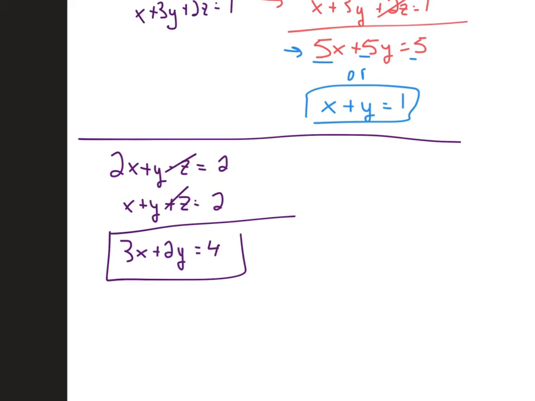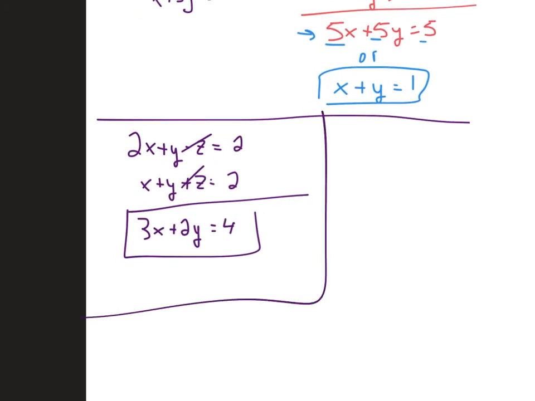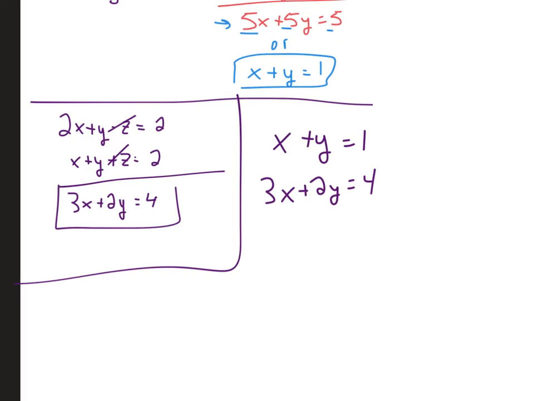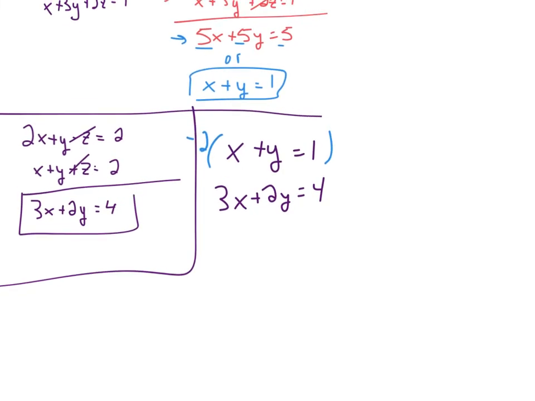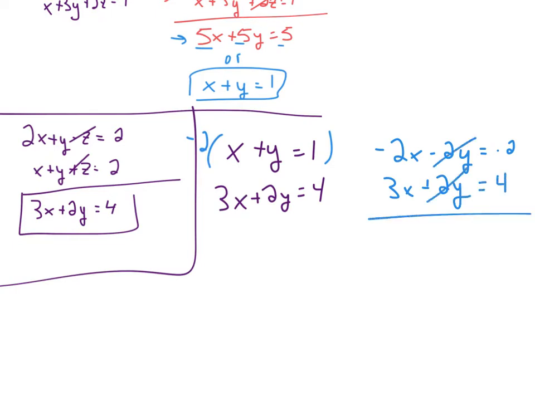So I'm going to come over here. I'm going to start all over. I'm going to use x plus y equals 1. And I'm going to use 3x plus 2y equals 4. Now I want to cancel something out, and it looks like you have some options here. I'm going to multiply the top equation by negative 2. That way my y's will cancel and I can find x. So let's rewrite. Negative 2x minus 2y equals negative 2. And then 3x plus 2y equals 4. The y's will cancel. I get x equals negative 2 plus 4, which is 2.